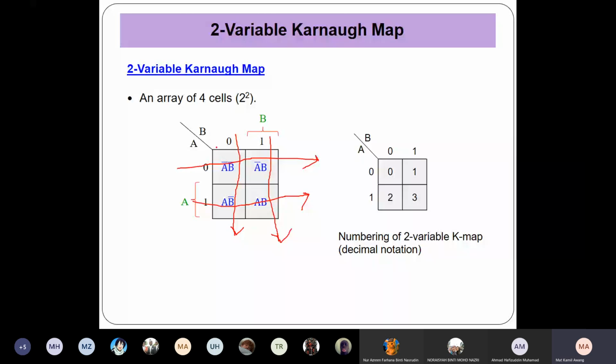So for this box, this quadrant is basically 0, 0. So that's A bar, B bar. For this one, A is 0, so A bar, because 0 is bar, the complement, for K-map, because this one is using the SOP. And B is 1. For this one, A is 1, B is 0, so B bar. For this one, A is 1, B is 1, so A, B. Okay. This is the two variable K-map.